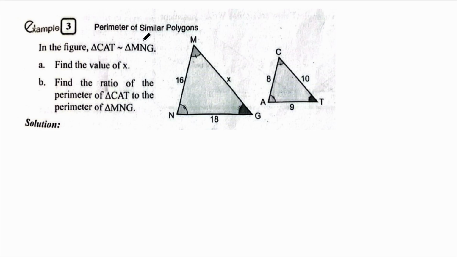We focus ourselves on the perimeter of similar polygons. So in this figure, we have the triangle CAT. The little triangle here is similar to the triangle MNG, the big one. And there must be given here: MN is 18, CA is 8, and CT is 10.